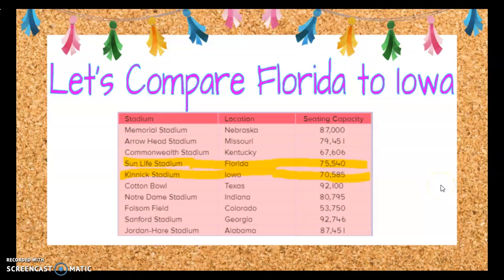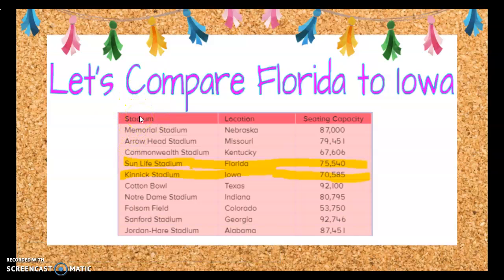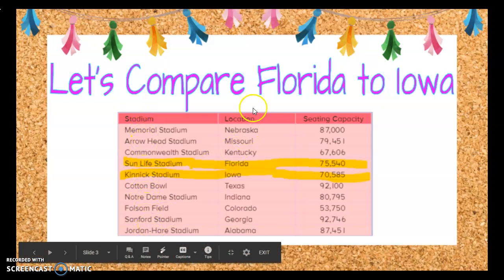Now let's look at another example. So we're going to compare Florida to Iowa. Remember, when we're reading a table, we want to look at the top of the table so that we understand what each column is explaining to us. At the top of the table, our first column is telling us the name of any stadiums that we're looking at. The second column is telling us the location.